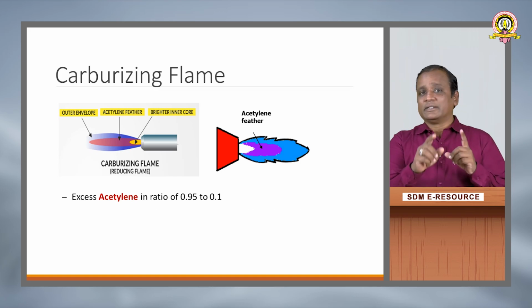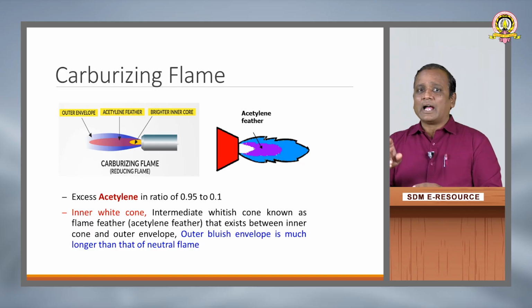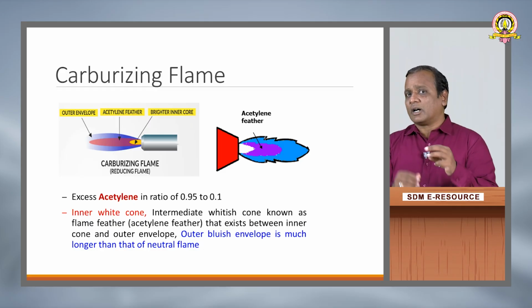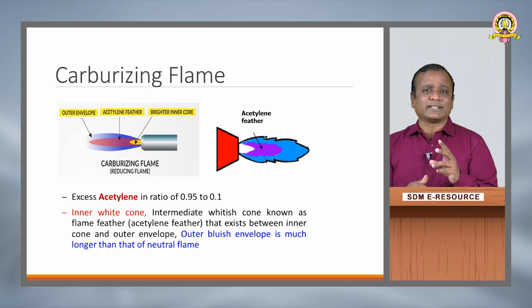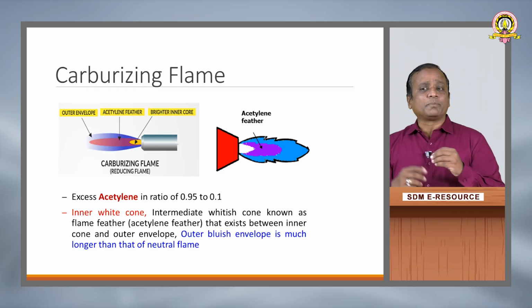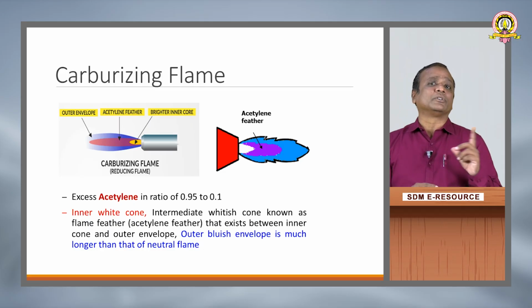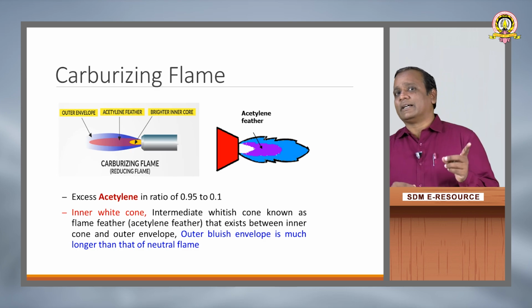Make a point here: the inner white core is the inner part, and we also have an intermediate part. If you compare with the earlier one, here we have three flames coming out. One is the inner whitish cone. The second is the intermediate whitish cone known as the flame feather, another name is the acetylene feather, which lies between the inner and outer. The outer envelope is much longer than the neutral envelope. If you remember, the neutral flame has a bluish color. Here it is much longer than the earlier one.